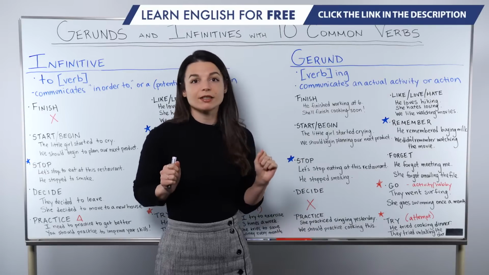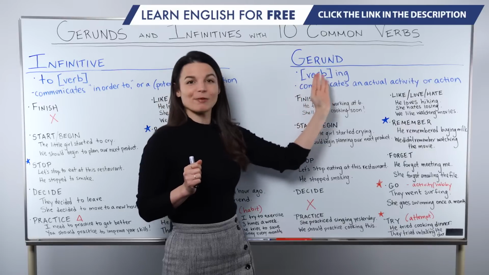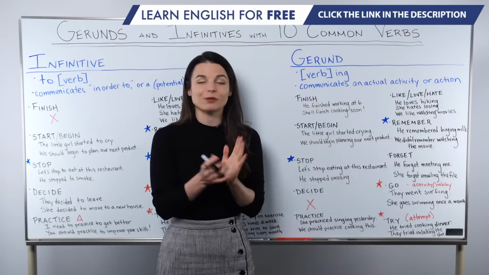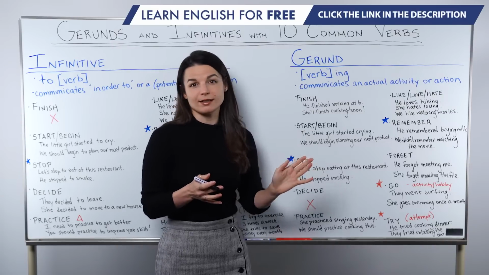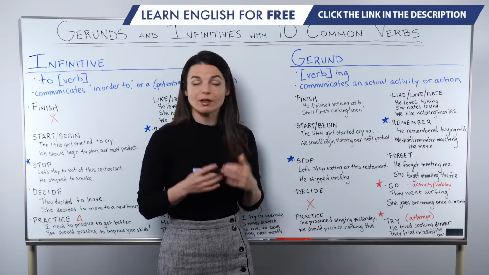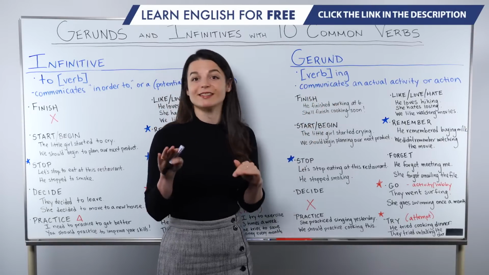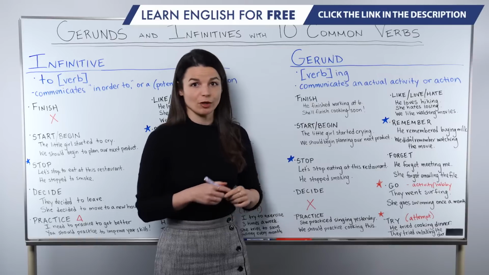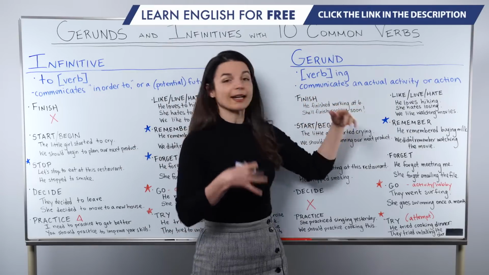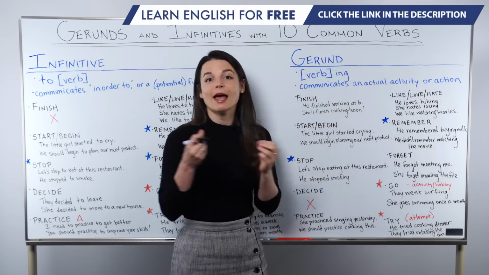However, the key difference here is that a gerund, while it uses this same verb ing form, is taking the place of a noun. So we'll see this in our example sentences later today. So the key here is the grammatical position of the word is different. But yes, it does use that verb ing form, which is the same as the progressive form of a verb. So a gerund communicates an actual activity or an actual action, something that is happening or something that happened, and so on.